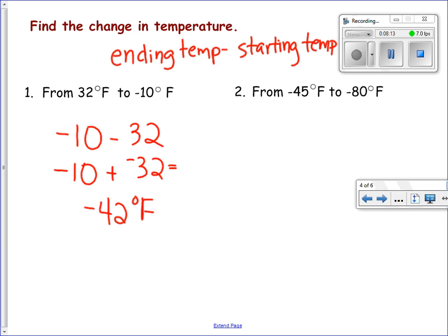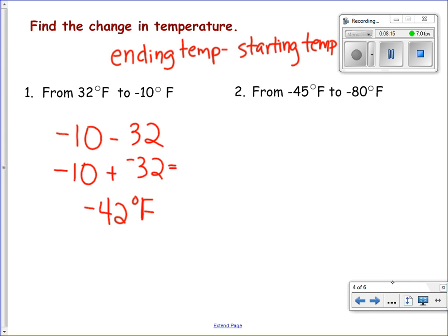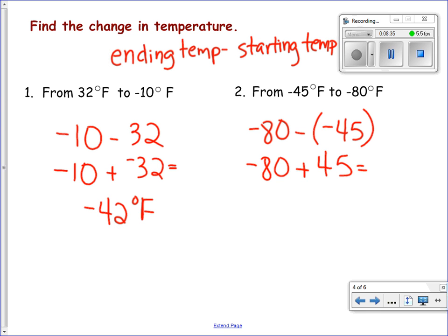All right, let's do example number 2. We again are going to use the ending temperature, which is negative 80 degrees. We're going to subtract the starting temperature, which is negative 45. I'll put this in parentheses again to avoid confusion. We are now going to add the opposite. Notice that the signs are different, so we're going to subtract. 80 minus 45 is 35. Negative, because 80 is greater than 45, your final answer will be negative 35 degrees Fahrenheit.